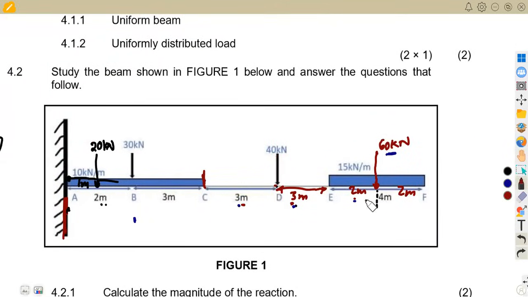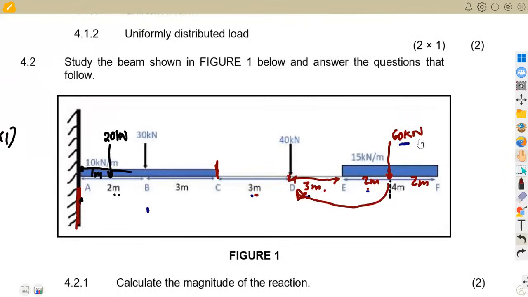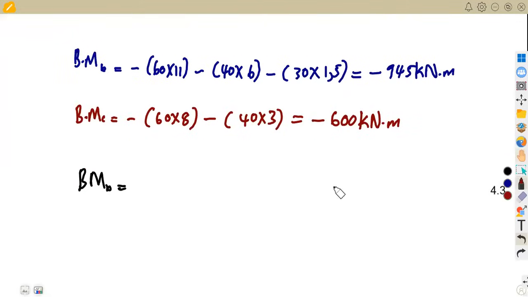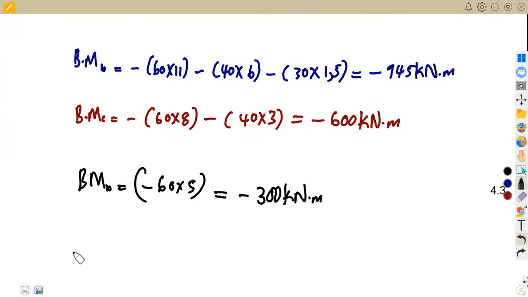So what we're going to consider is only one thing, which is the 60 back to D here. The distance back to D is 2 plus 3, which is 5. So that's negative 60 times 5 in this case. All right, so that's the only part that we have. So it's going to be negative 60 times 5, which is negative 300 in this case. All right, kilonewton meter.